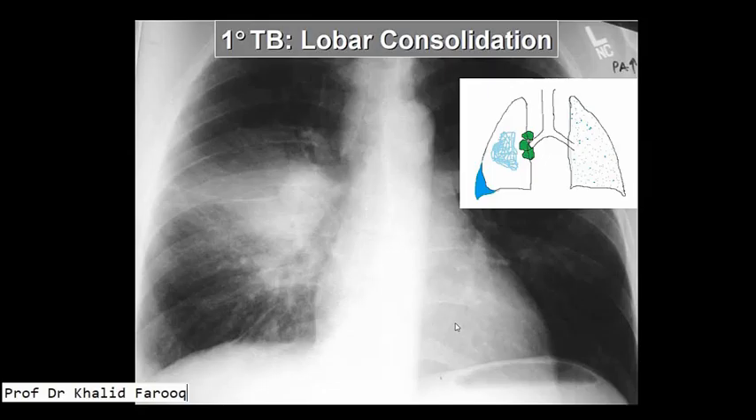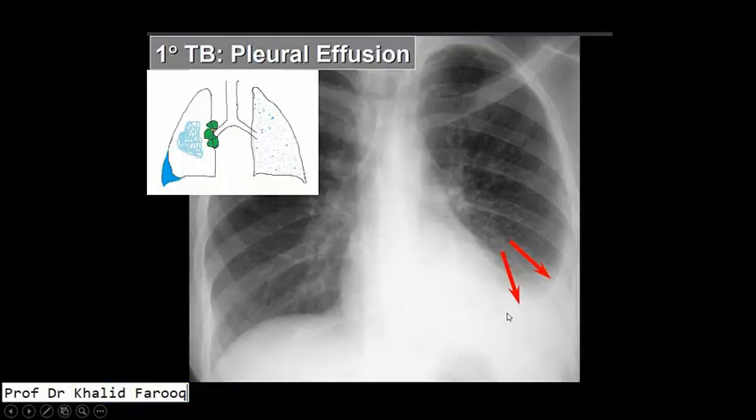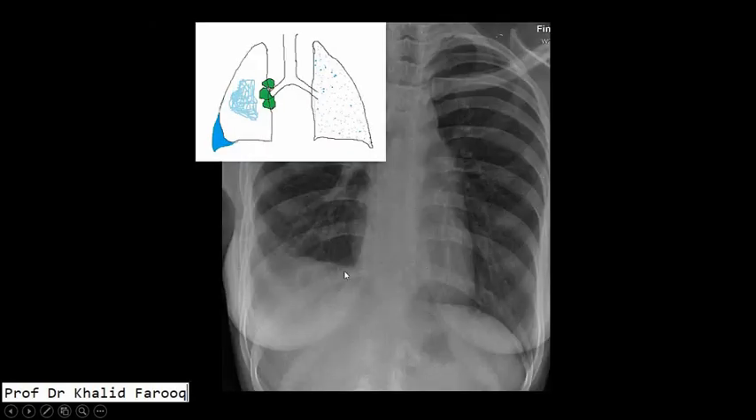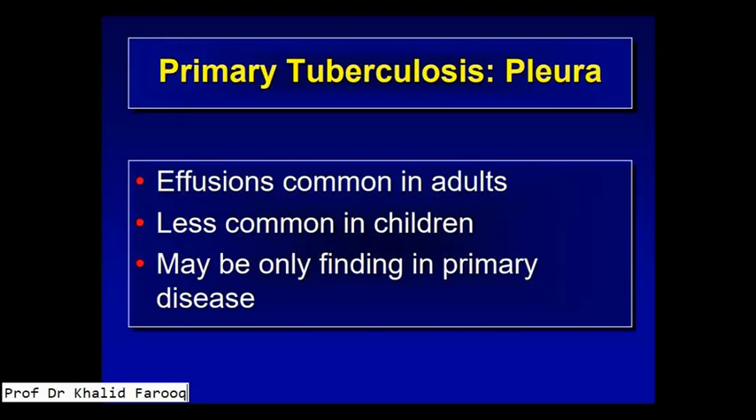Now we proceed to isolated form of pleural effusion, and we see that effusion is more common in adults, less common in children, and it may be the only finding in primary disease. Here we have chest x-ray showing left-sided pleural effusion. In this x-ray we can see there is right-sided pleural effusion, and in this x-ray we have two findings, that is right-sided pleural effusion with right hilar lymphadenopathy. So pleural effusion may represent pulmonary tuberculosis.